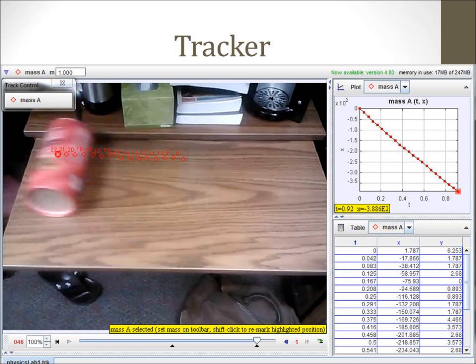From Tracker, I was able to take data of the motion of the object along its center of mass. I observed that the position versus time graph was linear, showing that the velocity of the object stayed constant and did not change over the duration of the object's movement across the table. The slope of the graph is negative because I chose the positive x direction to be the right and the negative x direction to be the left, and I moved the object from the right to the left. The data from Tracker was also able to show me the initial position in time data and the final position in time data.